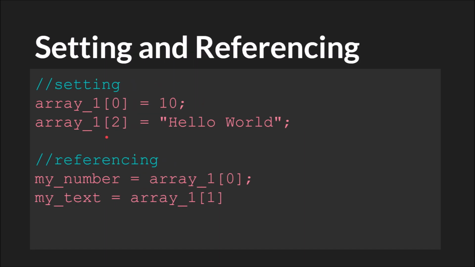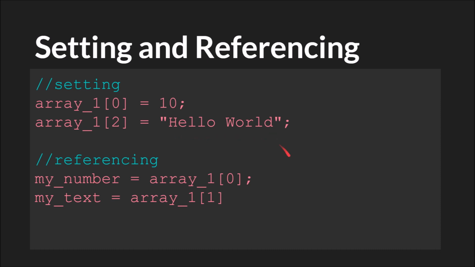Setting and referencing values inside of an array requires you to use these brackets. So you use the array name, then open brackets, then the index or the position in the array you want to specify, and then close brackets. So this would set the first value of array 1 to 10. And this line would set the second position, which would actually be the third because you're going 0, 1, 2. So this would set the third position, which is the second index in the array, to hello world.